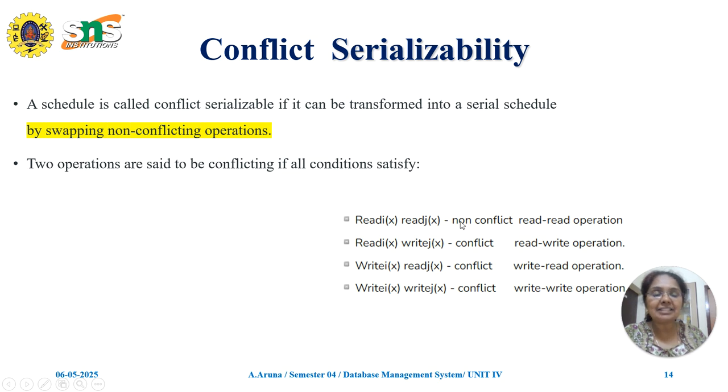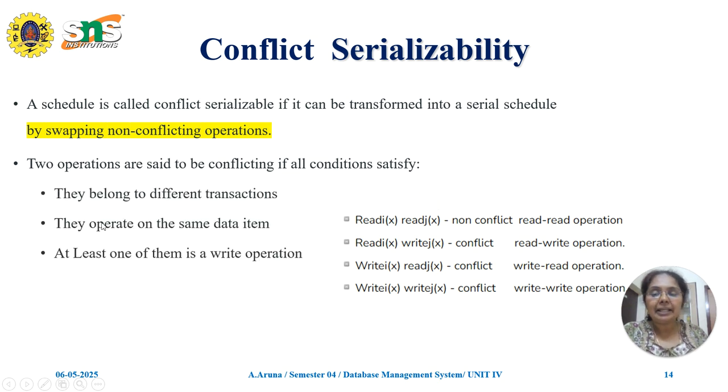In this case, we can do swapping. If I swap, are there any conflicting operations present or not? That we check under conflict serializability. How can we check this? First we have to check whether the operations belong to different transactions. If it is the same transaction, definitely we have to check whether it is a conflict or not. They operate on the same data item, and at least one will have a write operation. So these are the keys we check for conflict serializability.